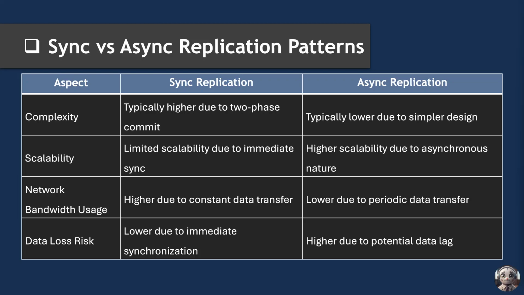Lastly, let's touch on data loss risk. Synchronous replication carries a lower risk of data loss since changes are immediately replicated. However, asynchronous replication has a higher risk of data loss due to potential data lag between the source and target systems.